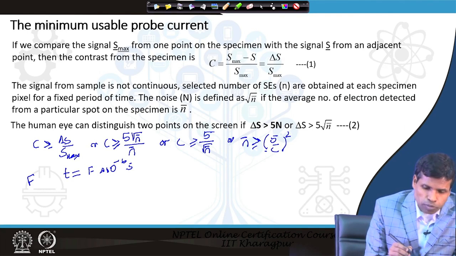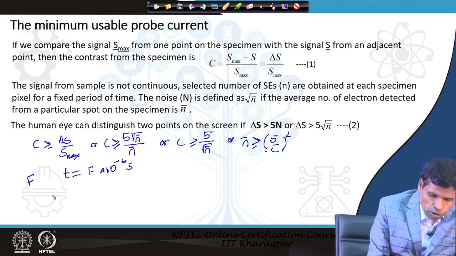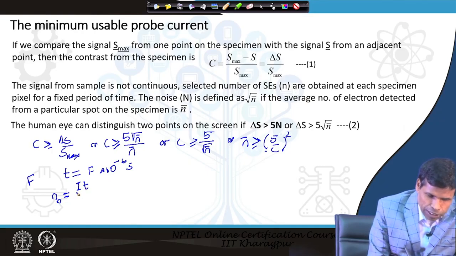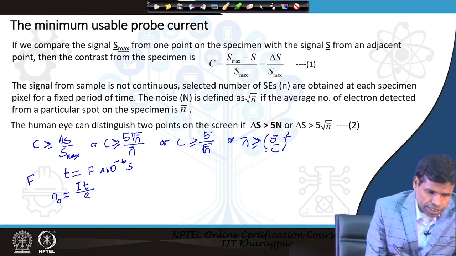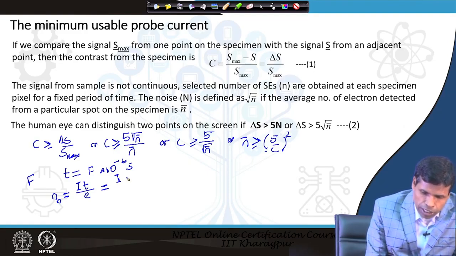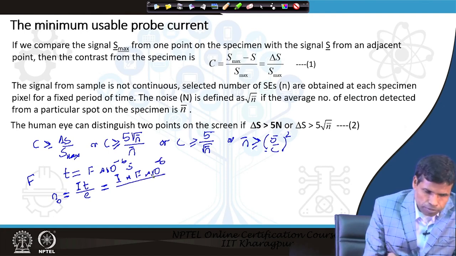Let us say N0 is the total number of electrons incident on the specimen. N0 is equal to I, the probe current, into T divided by the charge E. Here I is the probe current, T is the frame scan time, and E is the charge. So, this will be equal to I into F into 10 to the power minus 6 divided by E.